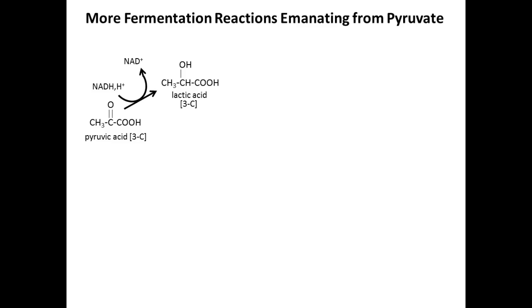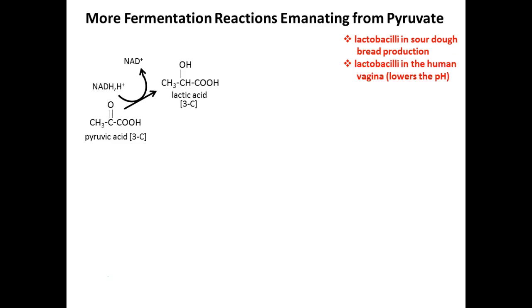Another example is taking pyruvate and it picking up the electrons and forming lactic acid. Lactobacilli and sourdough bread, right, do this and produce that sour taste. Remember I mentioned before, acids taste sour to us. Lactobacilli in the human vagina lowers the pH, right, that acid type environment.